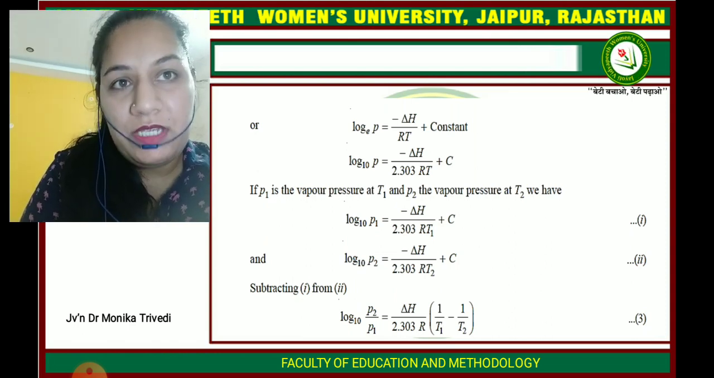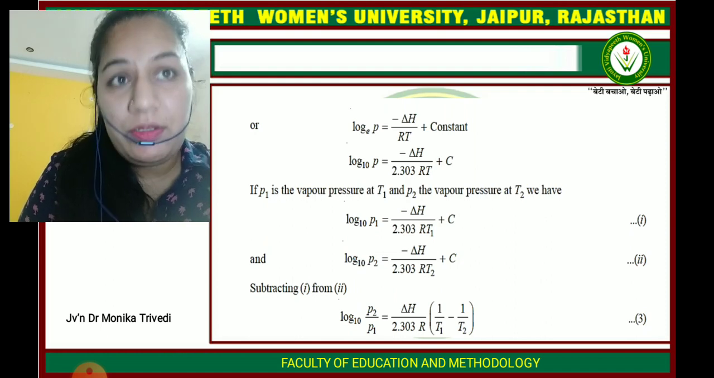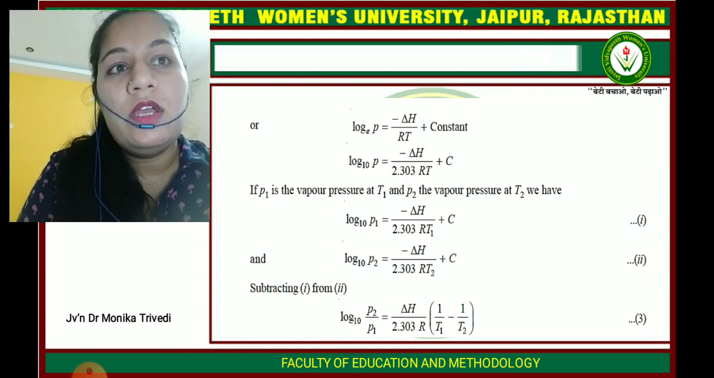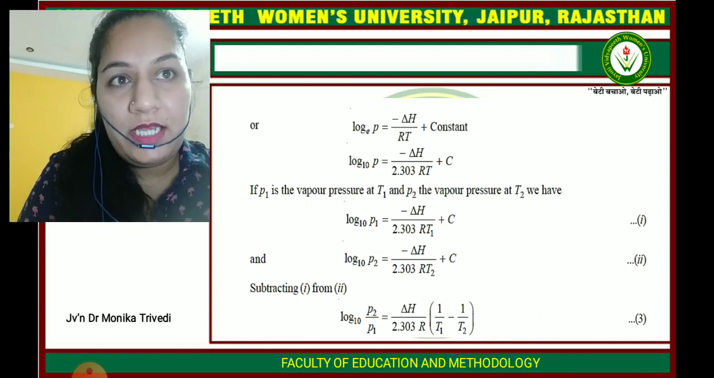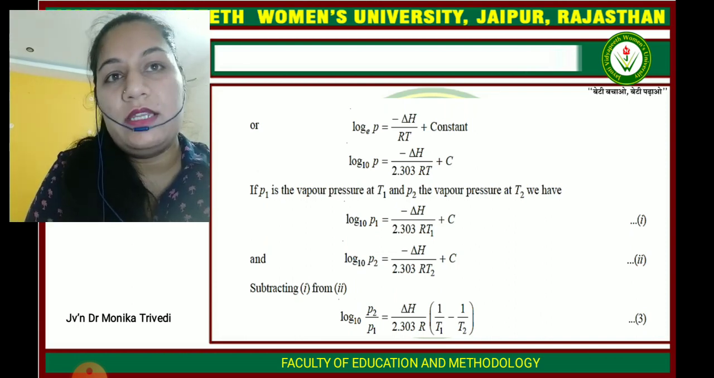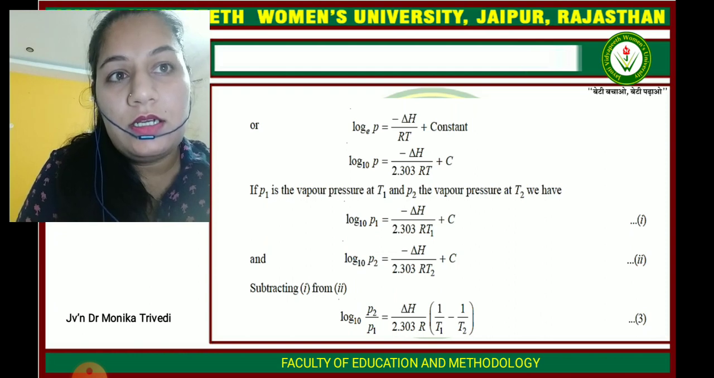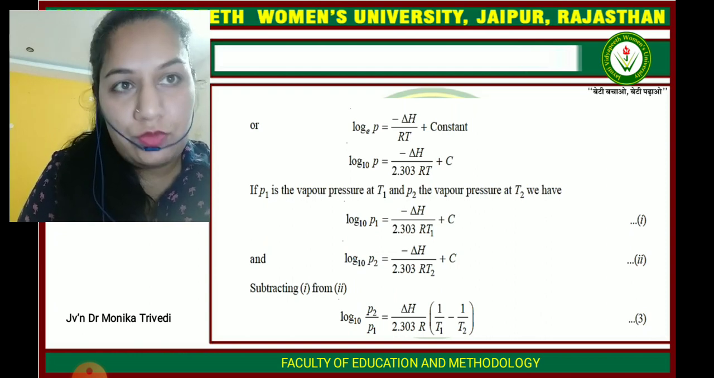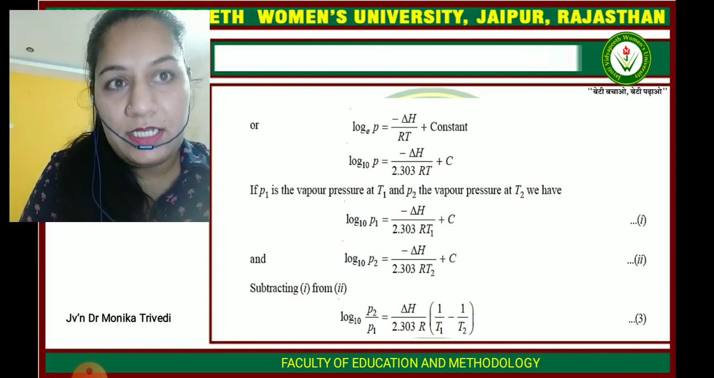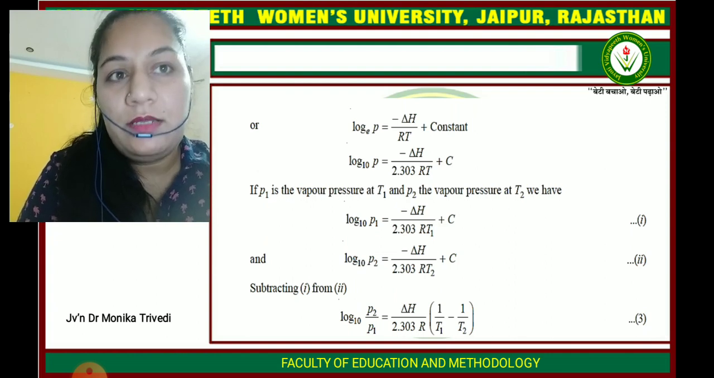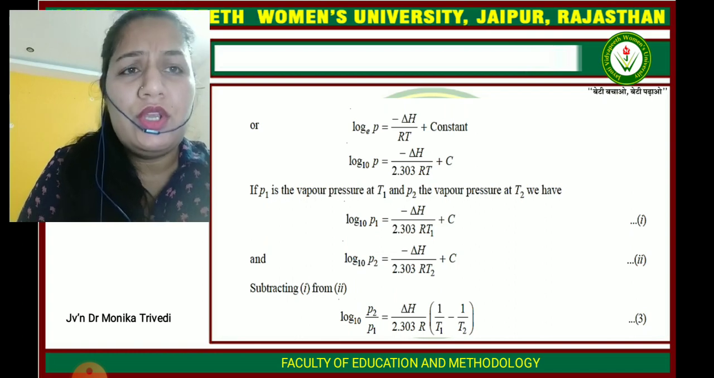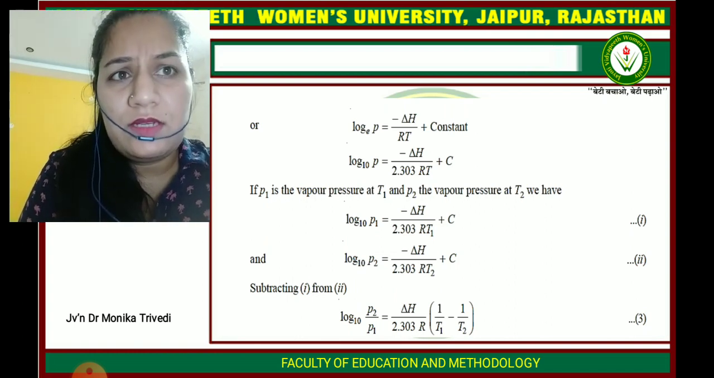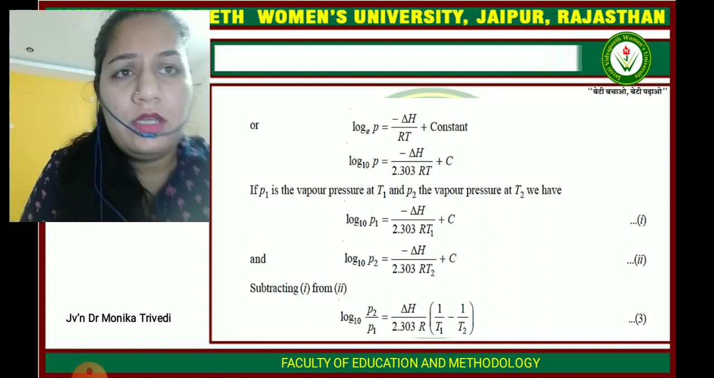If P1 is the vapor pressure at the temperature T1 and P2 the vapor pressure at T2, we have log 10 P1 equals minus del H by 2.303 RT1 plus C, and similarly log 10 P2 equals minus del H by 2.303 RT2 plus C, for pressures P1 and P2 and temperatures T1 and T2.